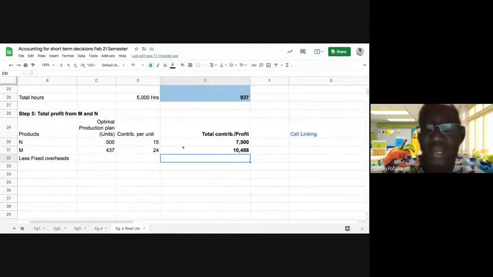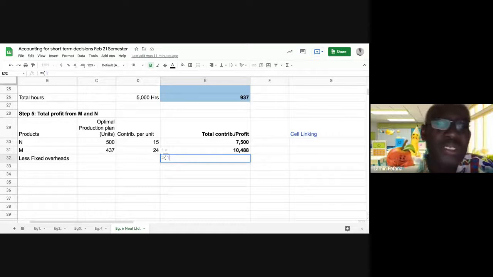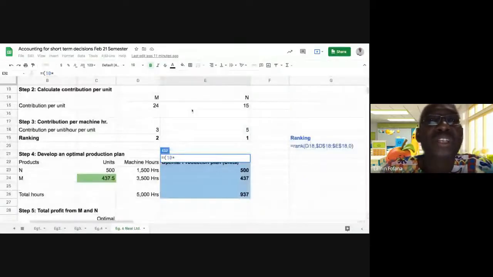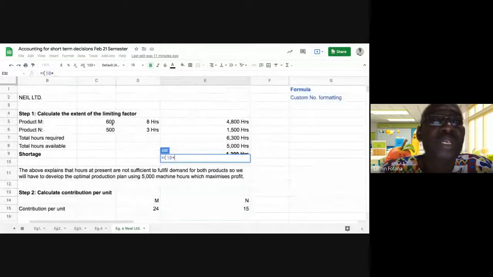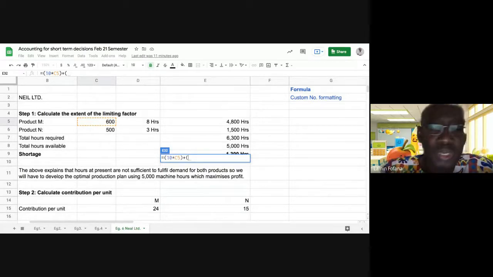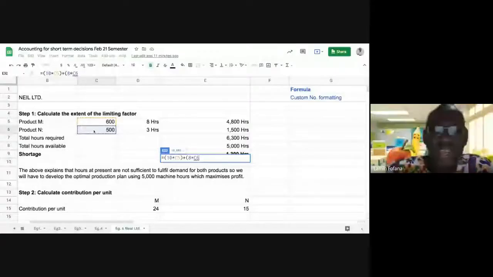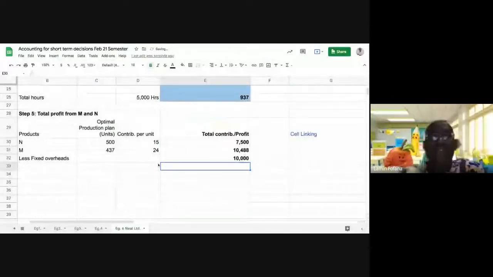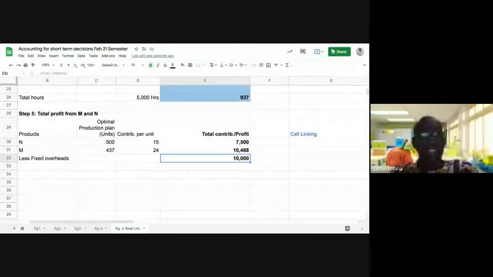Okay, fine. So I'll start the formula again. So it's equals, bracket opens, 10 is the fixed cost per unit for M, multiplied by the total units for M is here, 600, bracket closes, plus bracket opens, 8 multiplied by that's for N. We close the brackets, we enter. So that gave us 10,000. Okay, so our total fixed overhead is 10,000.